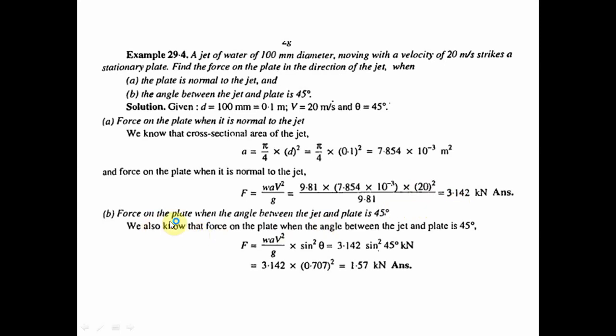So force on the plate when the angle between the jet and the plate is 45 degree, that is, we also know that force on the plate when the angle between the jet and the plate is 45 degree, F is equal to W into A into V square upon G into sin square theta. So that is equal to 3.142 into sin square 45 degree, that is kilonewton. So 3.142 into 0.707 square, that is equal to 1.57 kilonewton.